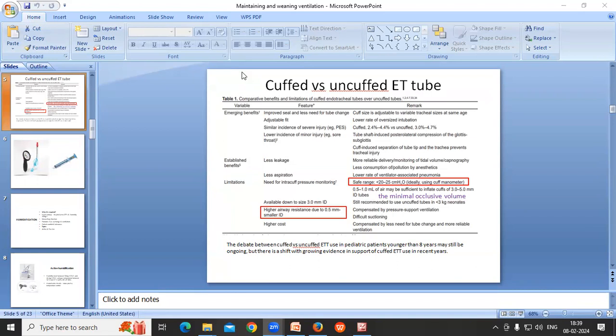Sir, we are working in a very poor place. We don't have these manometers. So how can I check whether the pressure is enough for this cuff? Is there another, cost-effective method? Even I cannot spare 10,000. So is there another way?